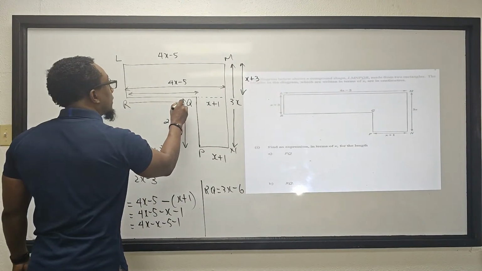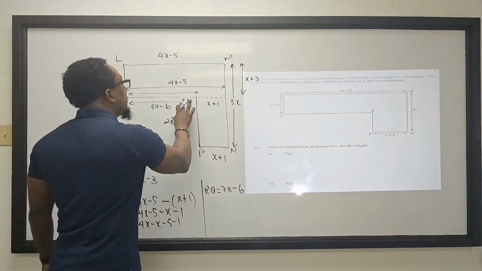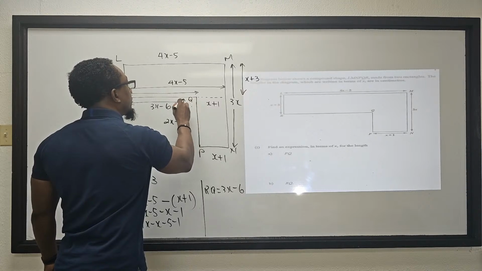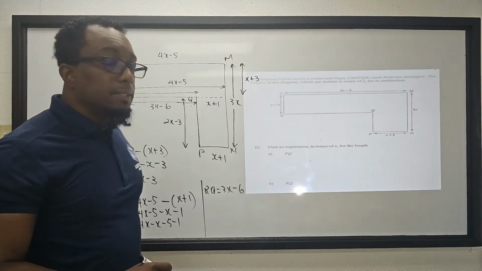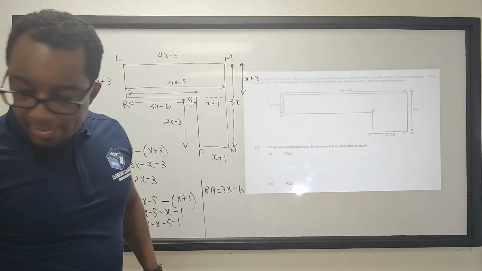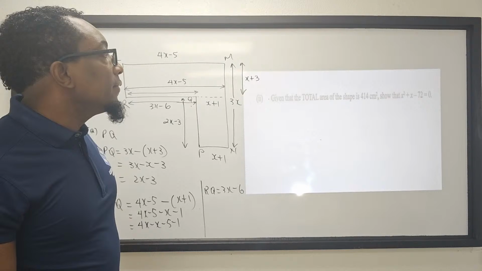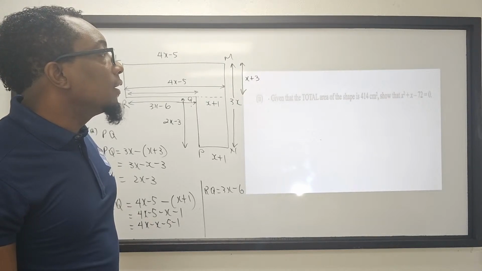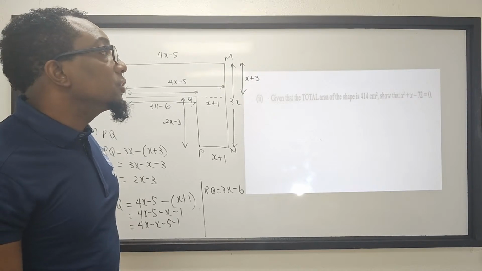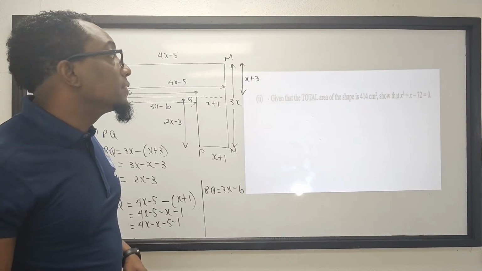So that distance RQ is equal to 3x subtract 6. So that's part 1. Let's look at part 2. It says given that the total area of the shape is 414 centimeters squared, show that x squared plus x minus 72 is equal to 0.